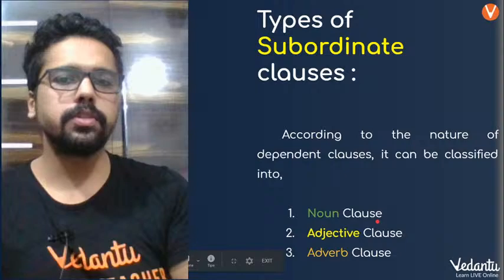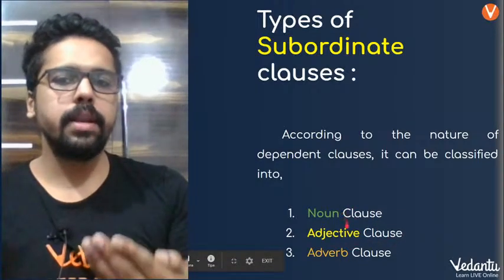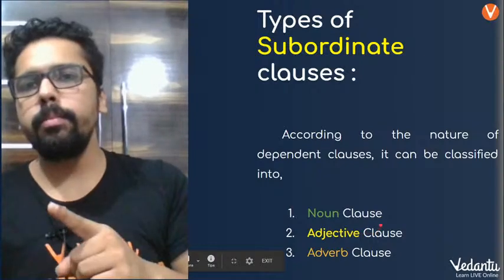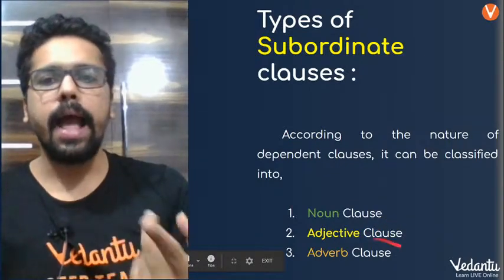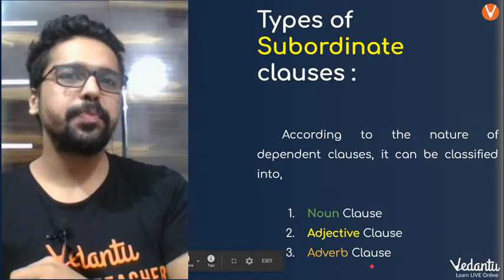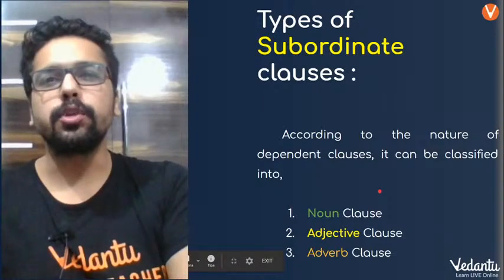The first one is noun clause, then adjective clause, and adverb clause. Noun, adjective, adverb. Noun may have subtypes. We will discuss that. Adjective clause does not have any subtypes. Adverb clause has 9 subtypes. So stay tuned for that. We'll discuss that in the next session, in the second session.